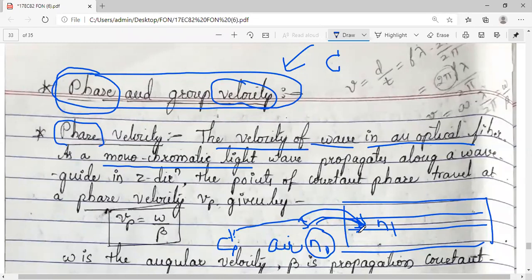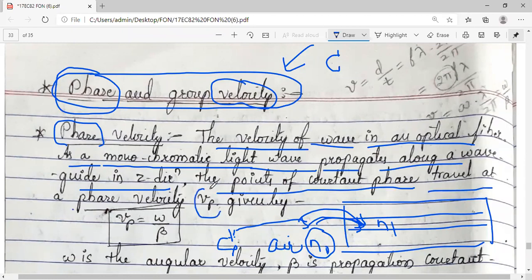Okay, as for our analysis purpose we have considered this. So as a monochromatic light wave propagates along the waveguide, that is along the optical fiber in a z direction, so the point of constant phase, okay, I'm talking about the wave structure. So the points of constant phase, they travel at this phase velocity Vp. So Vp is nothing but your phase velocity, the velocity with which the wave travels inside the optical fiber. And it is given by Vp is equal to omega by beta.